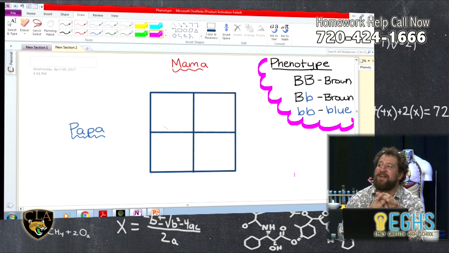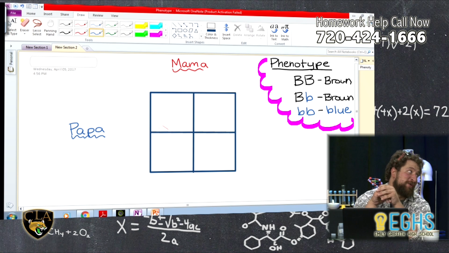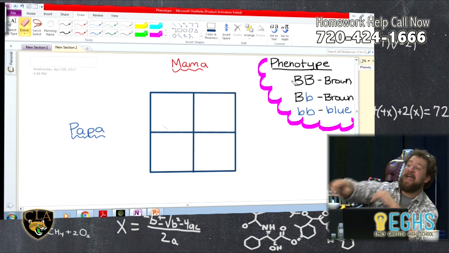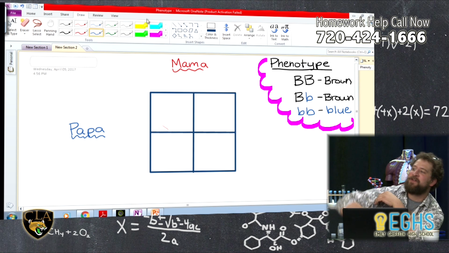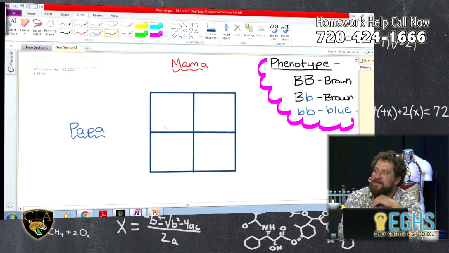So actually, okay, the only thing, Becca, is what you're looking at there is actually the genotype. No, the left side is the genotype. The right side is the phenotype. Okay, good. And then these are the genotypes. Okay, great.